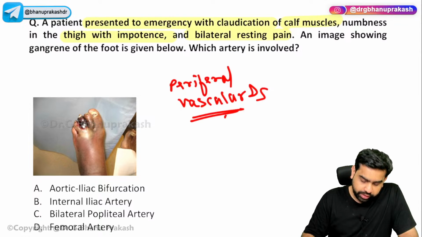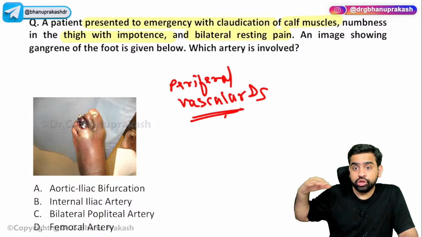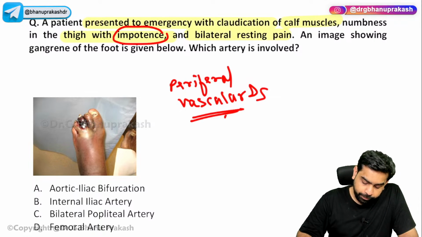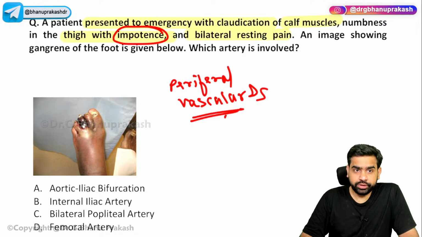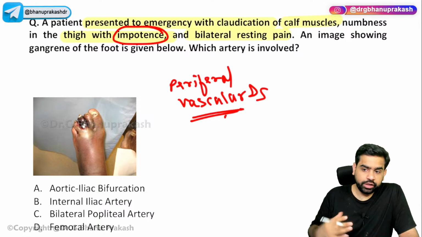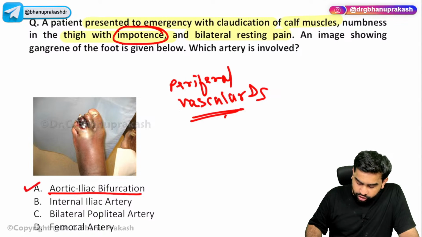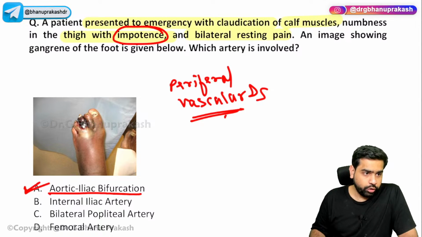Okay, so what you need to understand, when you have this particular constellation of symptoms, you have to see what is the most proximal symptom. So we have this impotence. Because of the impotence, you understand that the iliac vessels are involved. So here the aortoiliac bifurcation is involved. I hope you're able to understand this point.